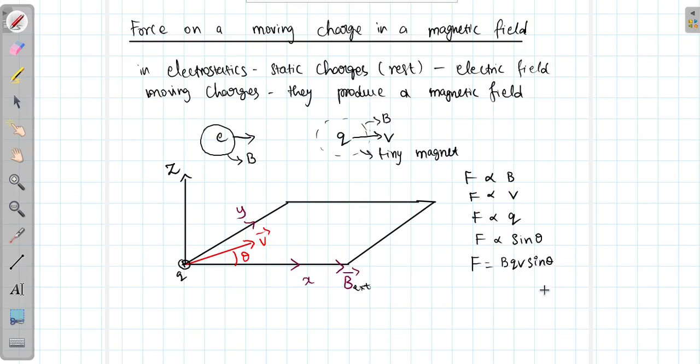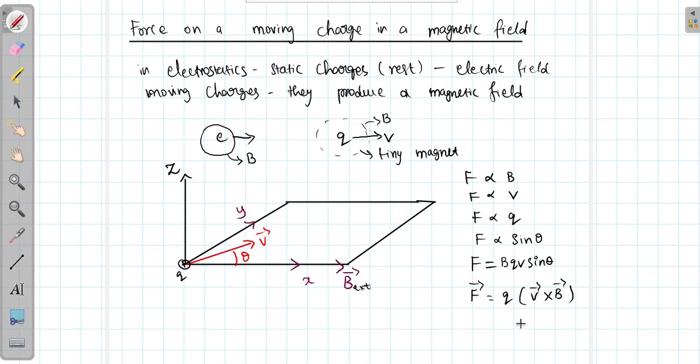There is no proof for this particular equation. We only have the equation, no derivation for this. Just memorize the equation BQv sin theta. We know force is a vector quantity, so we are going to write this equation in vector form. Here Q is a scalar, and B and V are vectors. You write this equation as Q V cross B, a vector cross product.